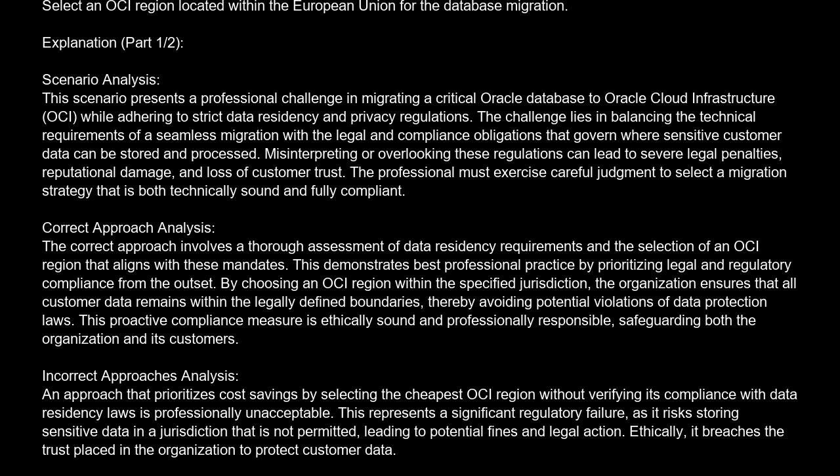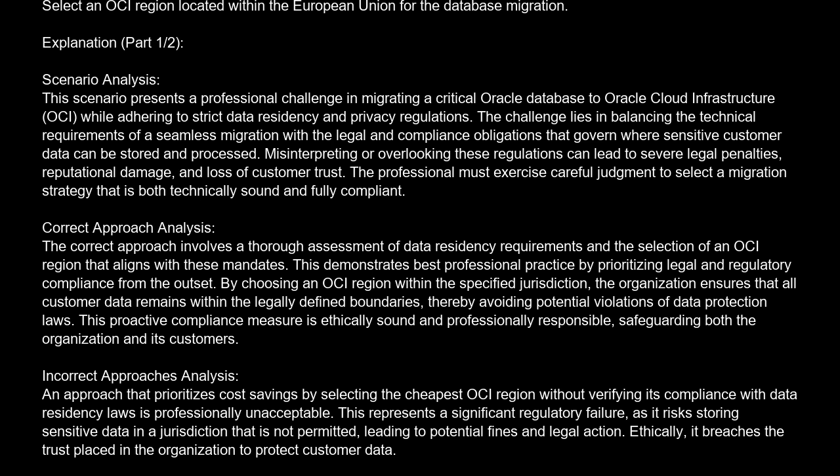Explanation. Scenario analysis. This scenario presents a professional challenge in migrating a critical Oracle database to Oracle Cloud Infrastructure, OCI, while adhering to strict data residency and privacy regulations. The challenge lies in balancing the technical requirements of a seamless migration with the legal and compliance obligations that govern where sensitive customer data can be stored and processed. Misinterpreting or overlooking these regulations can lead to severe legal penalties, reputational damage, and loss of customer trust. The professional must exercise careful judgment to select a migration strategy that is both technically sound and fully compliant.